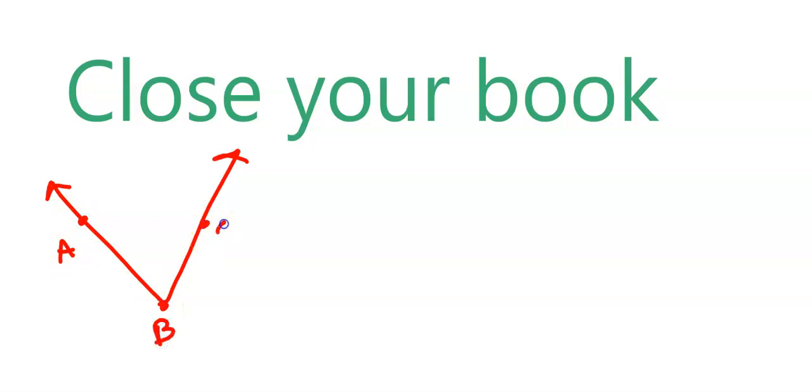All right, go ahead and close your book. I want to talk about another figure. What is this? Point, ray, plane? None of them. This is called an angle. The rules for naming an angle is you have to pick 3 letters. The vertex must be the middle letter. So I can call this angle ABC.